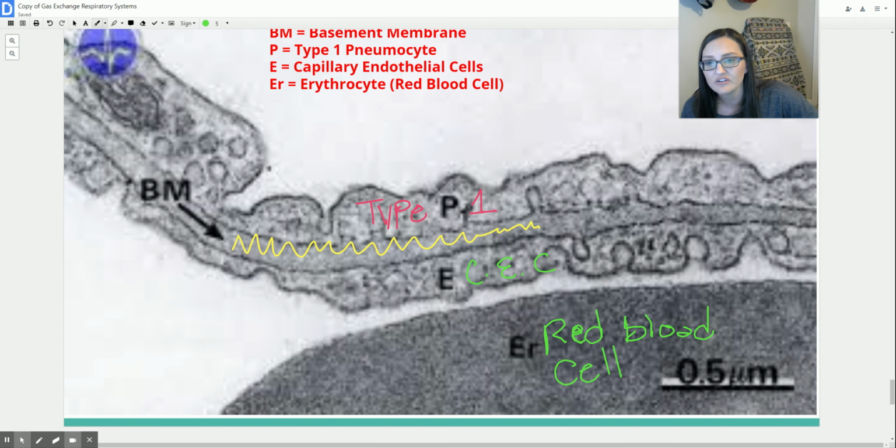So you can really see how those type 1 pneumocytes hug up against that basement membrane, and then the other side of that basement membrane is snuggled up against the capillary endothelial cells, which are really just part of that capillary and that red blood cell. And all that red blood cell and the capillary is trying to do over here is just exchange that oxygen and that CO2 with your alveolus, right?